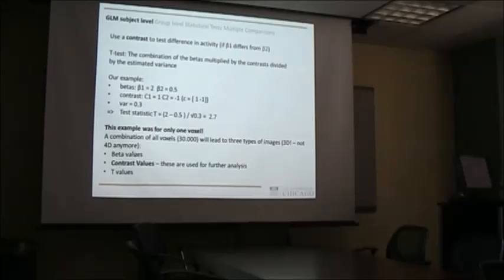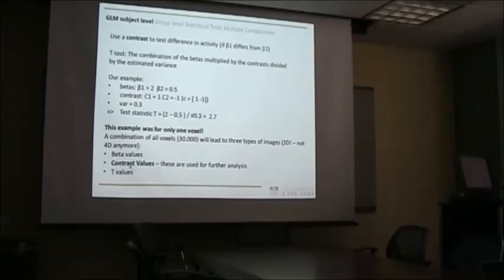And you will basically get 3 types of images related to the 3 types of variables that you have in your model, which is, right, the beta values, the contrast values, and the t-values. And you will see in your working directory images related to each of these values. Right, so that directly corresponds to the variables in the GLM.